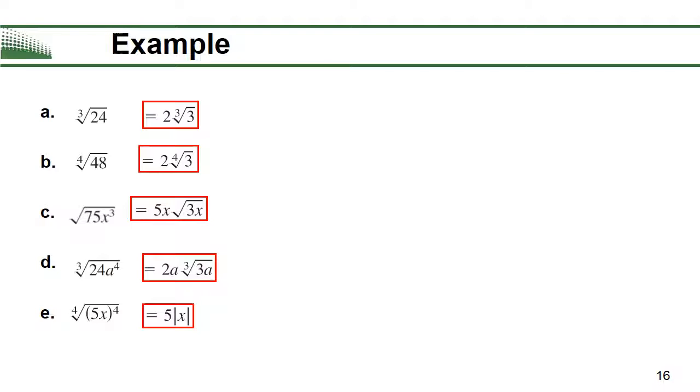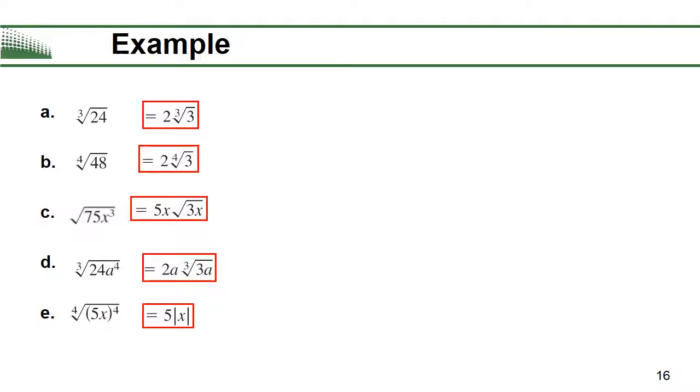C shows us we can even do the same thing with variables. 75 breaks down to 5 times 5 times 3. It's a square root, so the two 5's get to come out. We write it down one time. The 3 stays underneath. But what about the x's? Well, we're looking for groups of 2, and we have three x's. So two of the x's get to come out. We write them down one time. The remaining x stays underneath.